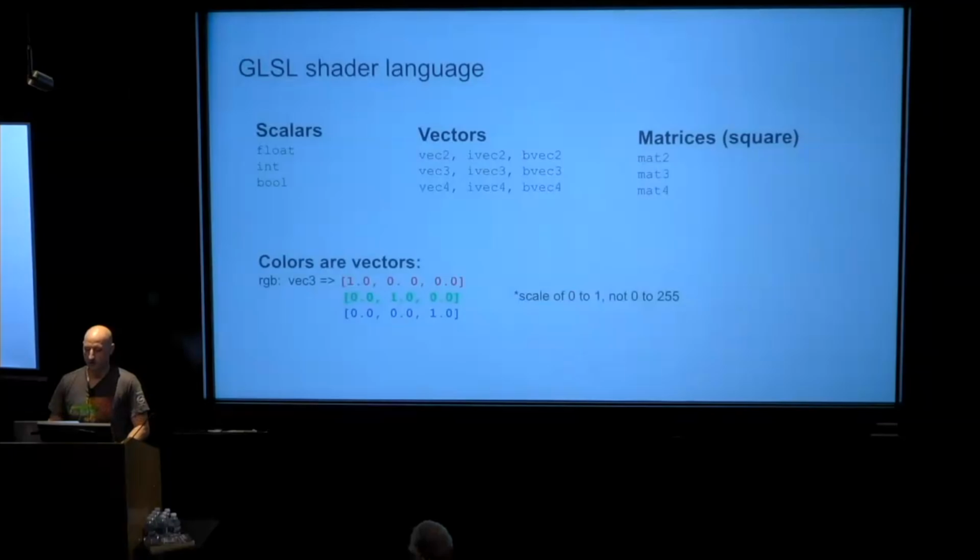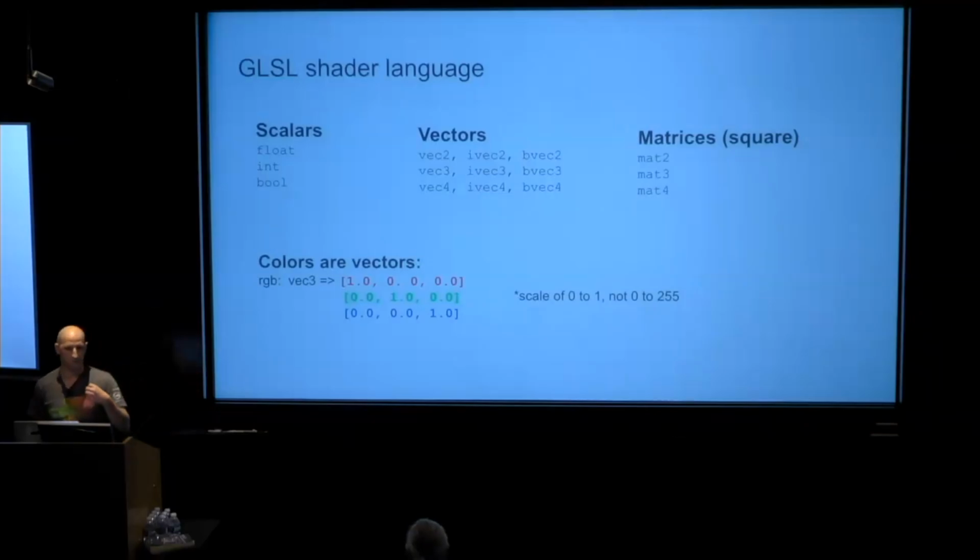A few other things to know about the GLSL shader language is that it has special types for scalars: float, integer, and Boolean. But then you can also define vectors and matrices, each up to 4 elements long. And when you define a matrix, you're necessarily defining a square matrix. You can't define a 2x4 matrix, for example.